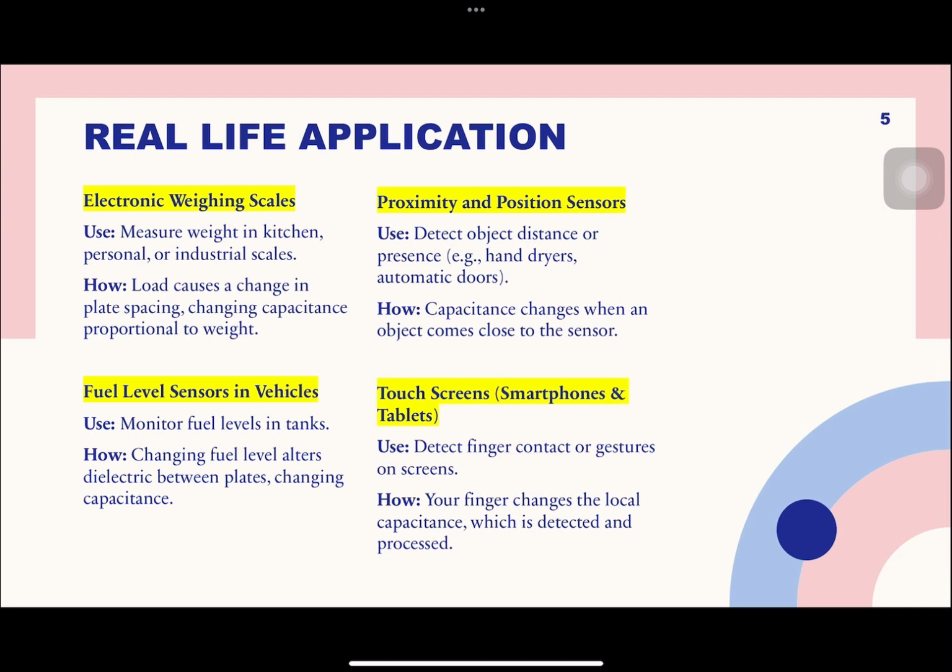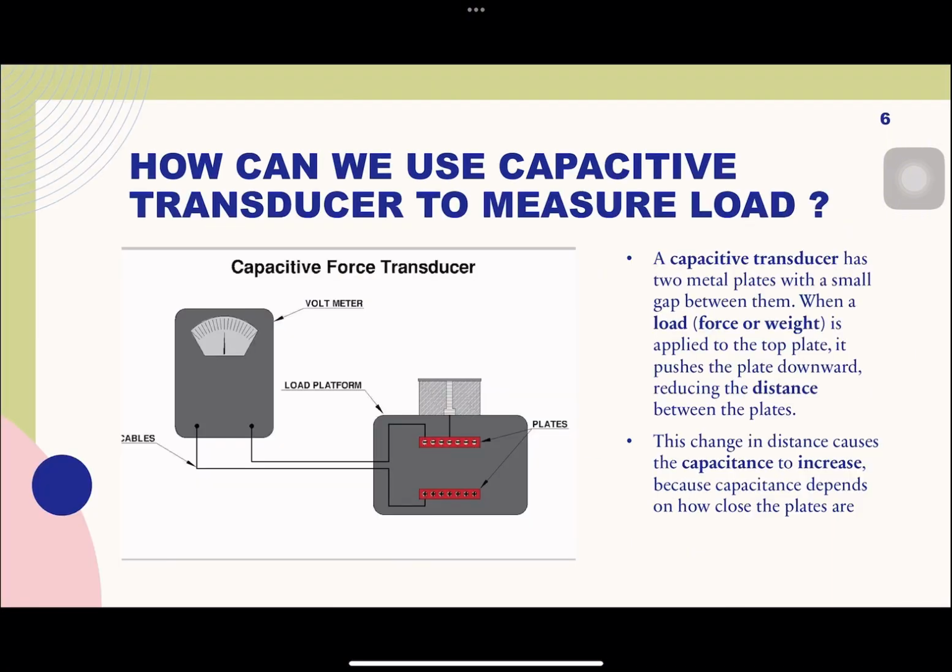Proximity sensors, like the ones you see in hand dryers and automatic doors, work by detecting objects that come near the sensor, which affects the local electric field and, as a result, the capacitance. And finally, in touchscreens, your finger acts as a conductive object that changes the capacitance whenever it touches the screen.